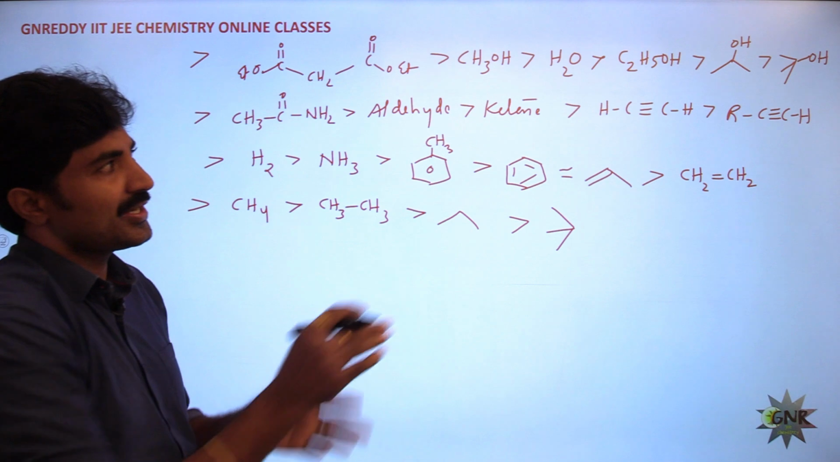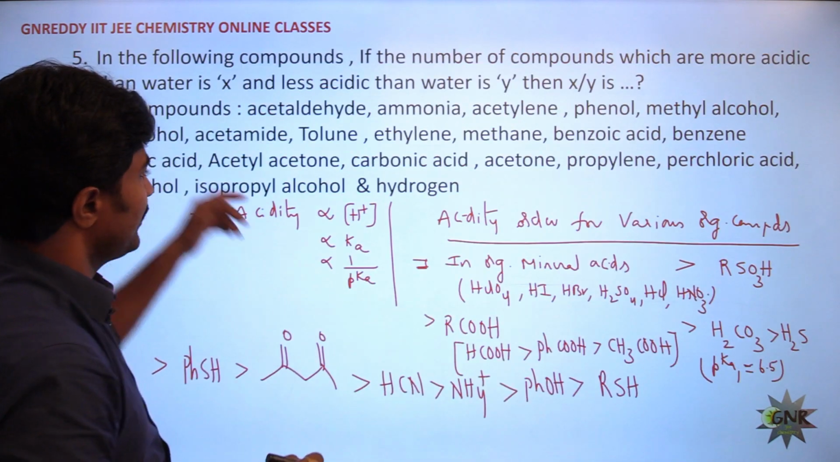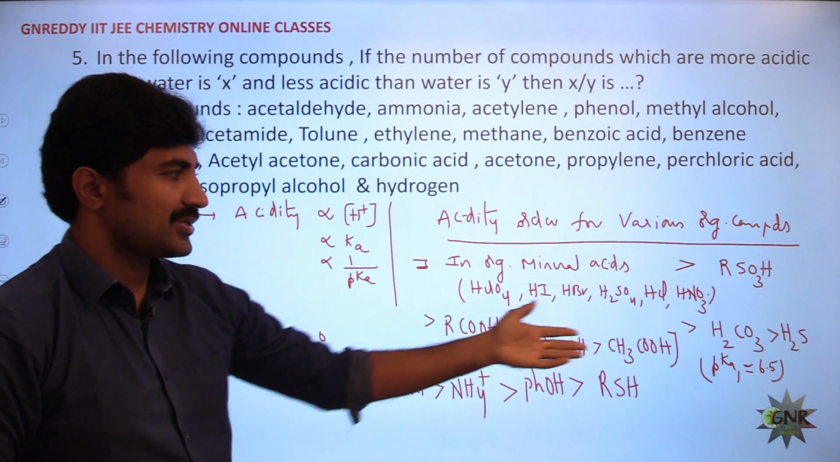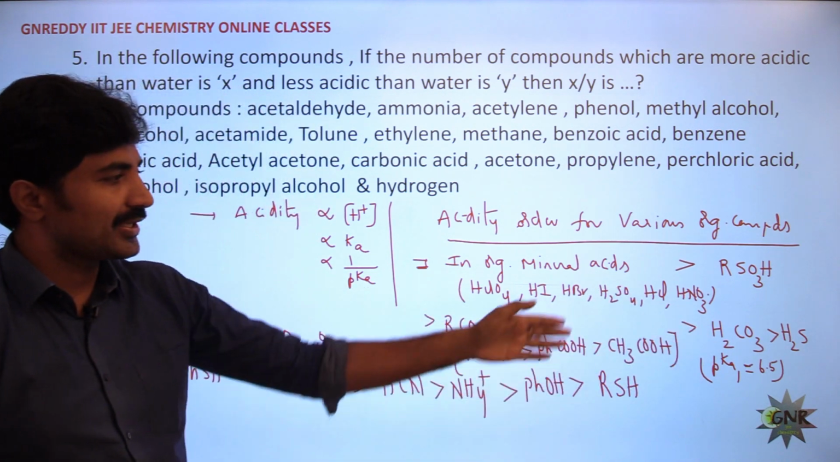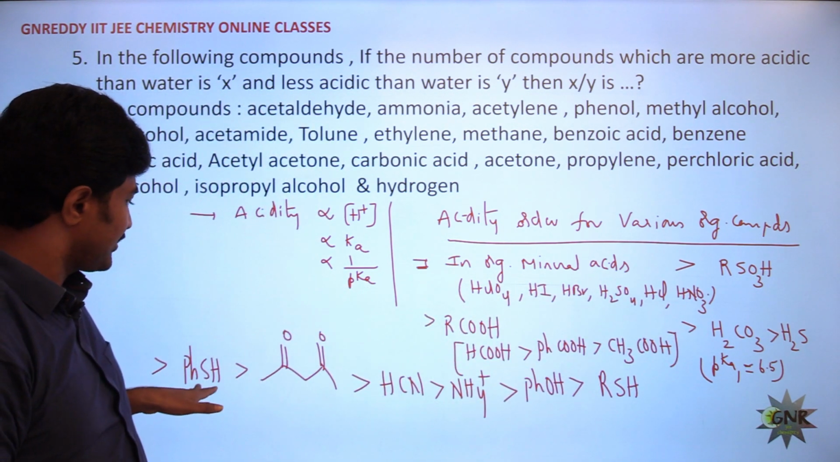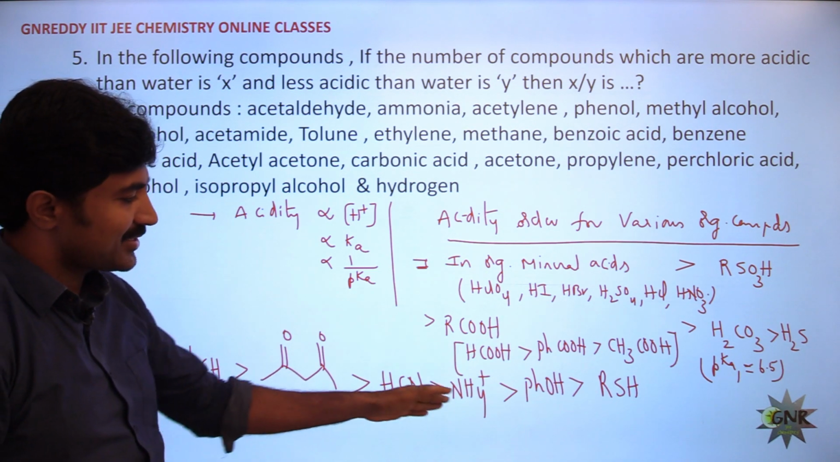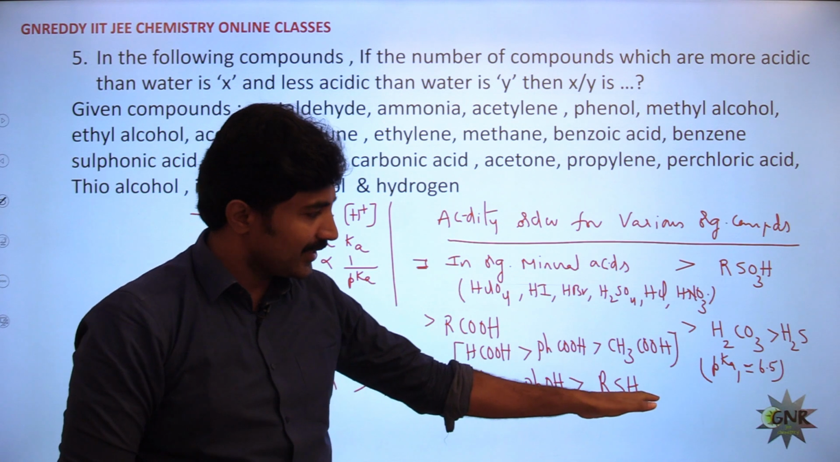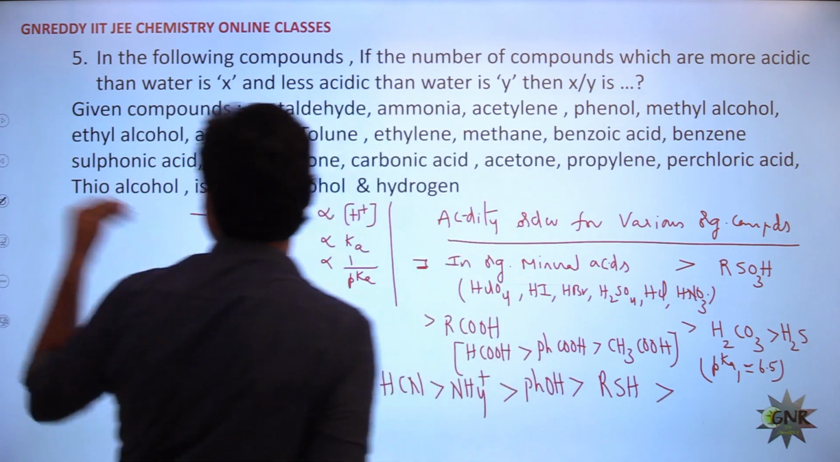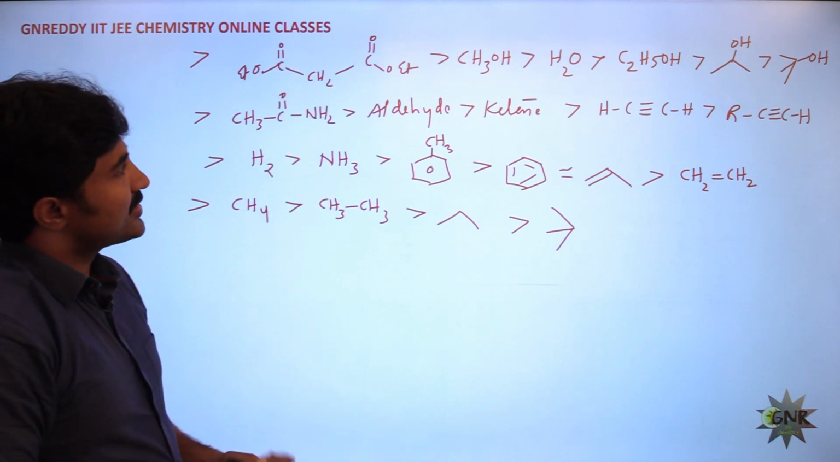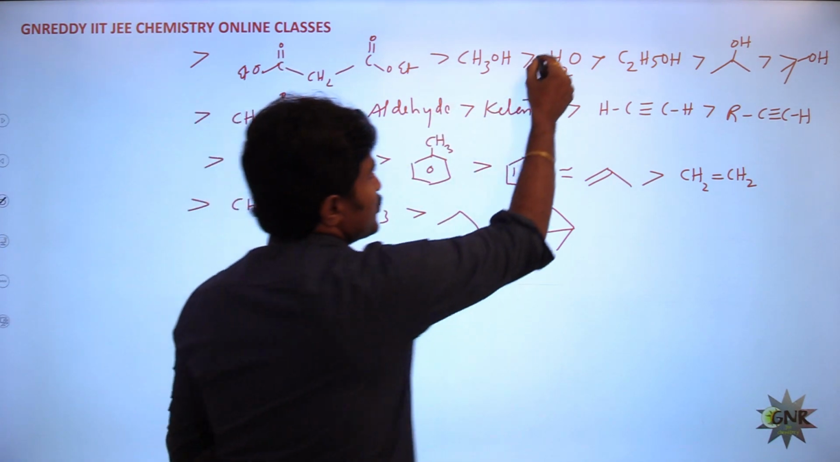So this is the overall acidity order. If you look at this: inorganic mineral acids, sulfonic acids, carboxylic acids, then H2CO3, H2S, thiophenol, and active methylene group compound with methyl group ends, HCN, ammonium ion, phenol, and thioalcohol. Then an active methylene group compound with ester ends, then methyl alcohol, then H2O.